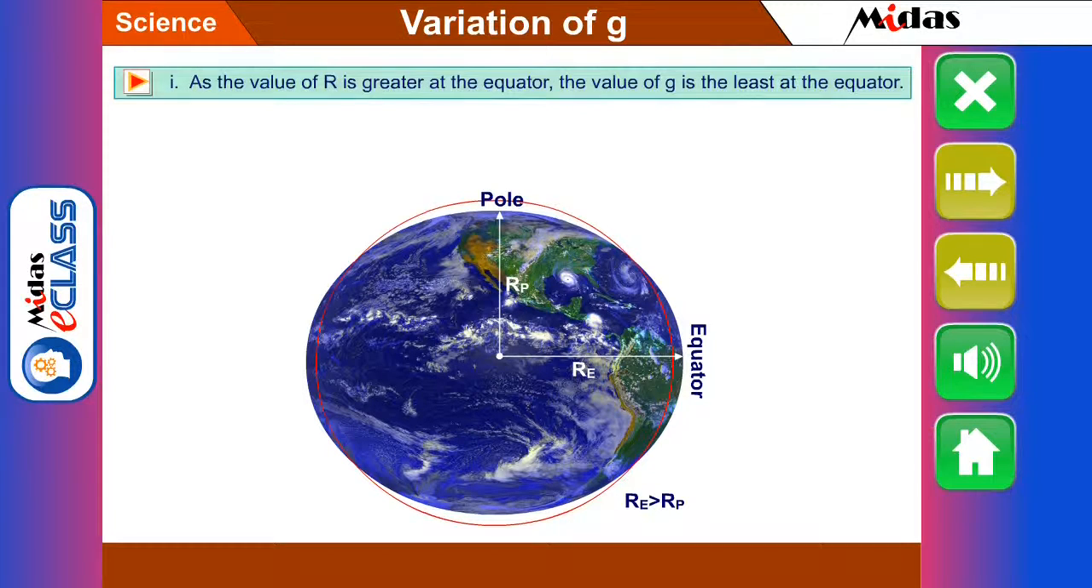Number 1, as the value of R is greater at the equator, the value of g is the least at the equator. And number 2, as the value of R is less at the poles, the value of g is the greatest at the poles.